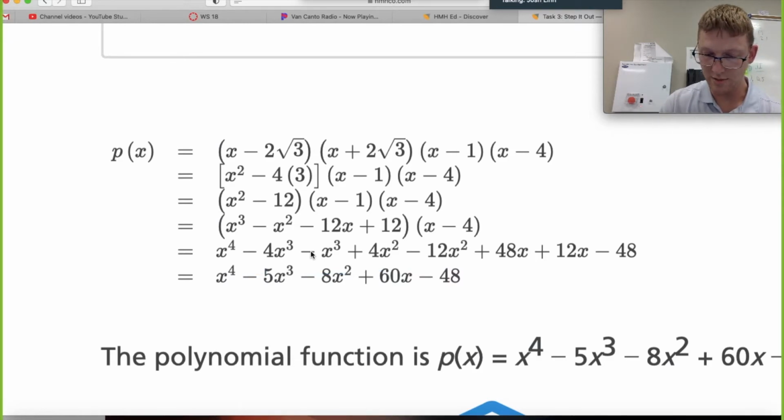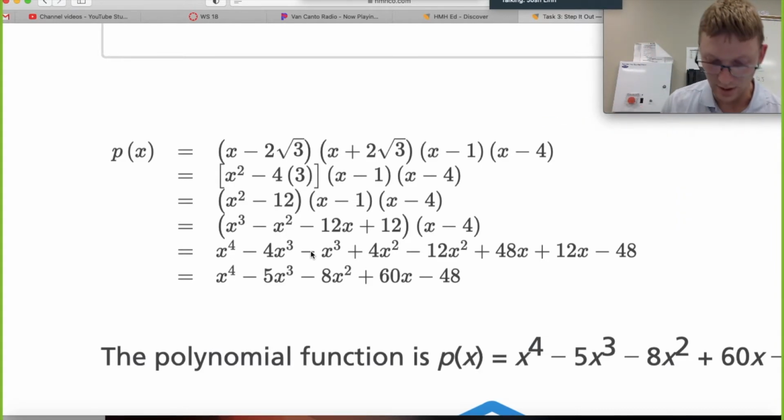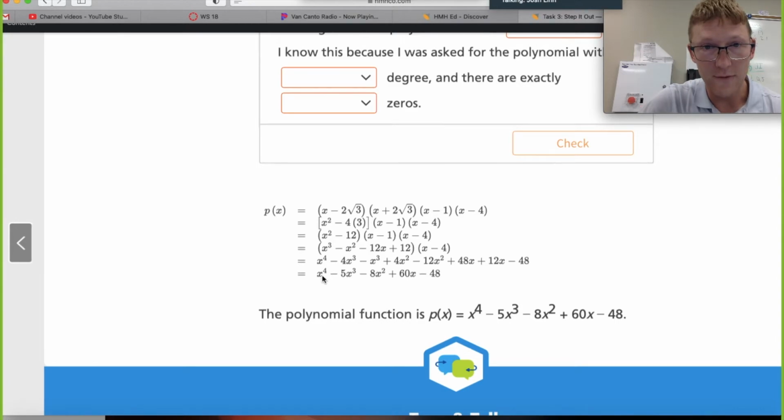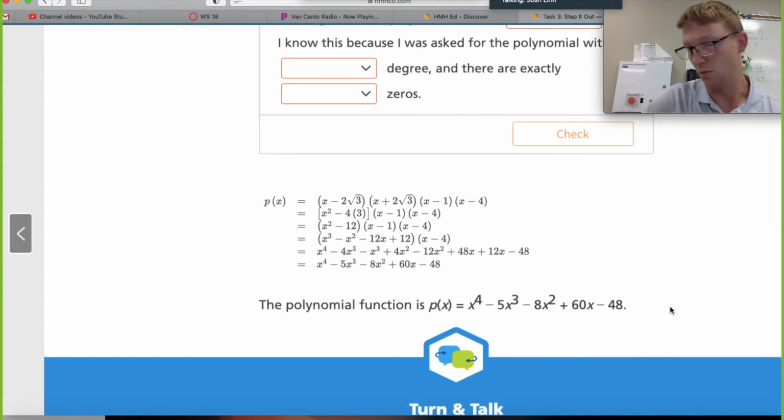So our math is going to get pretty fun, but it is, quote unquote, basic arithmetic. I put that in air quotes because that's where I make all of my mistakes. But it is technically basic arithmetic, but whatever. We'll survive together. So the final polynomial function is x to the 4th minus 5x cubed minus 8x squared plus 60x minus 48. Right? Easy? You can do it. Well, let's find out.